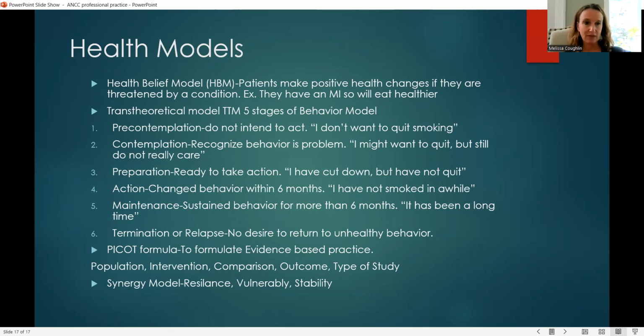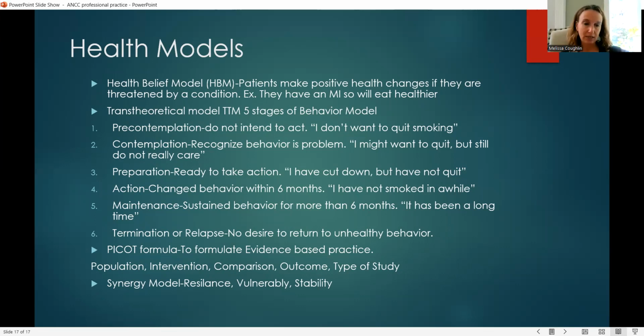And then you'll have the transtheoretical model of change, which is also seen as TTM. And then it has 5 stages. It's pre-contemplation, contemplation, preparation, action, maintenance, and termination or relapse. Those kind of make sense if you march down the scale.